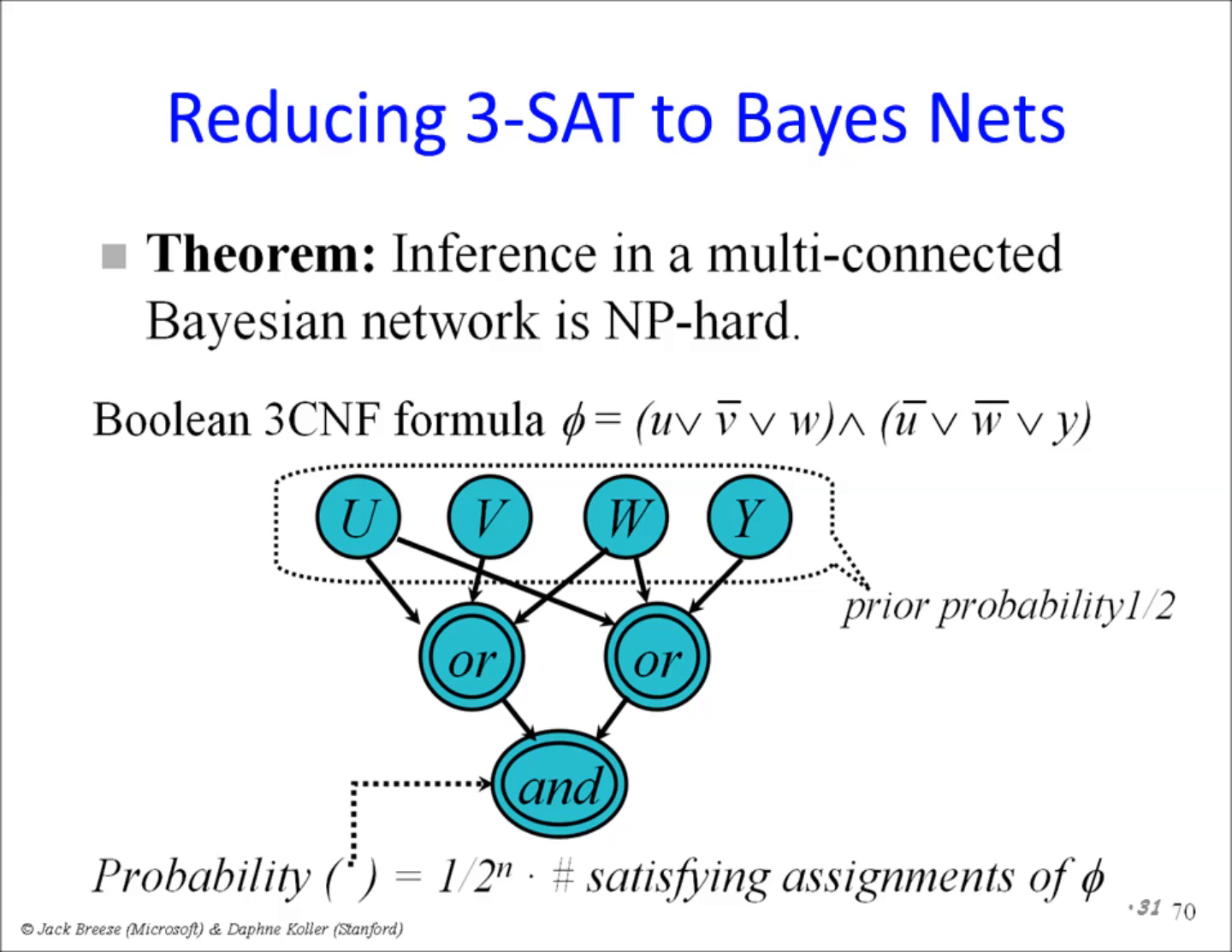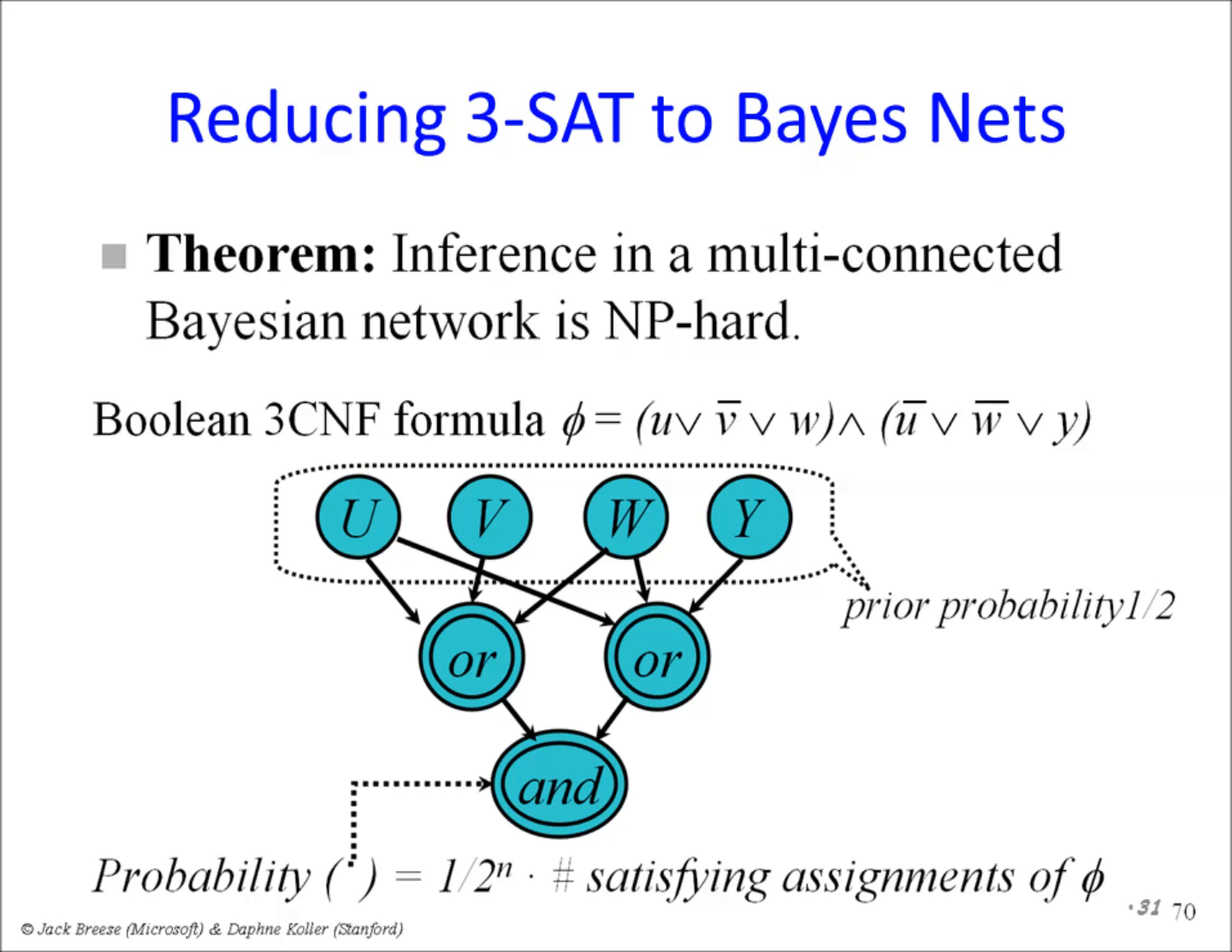Next, we create an intermediate node whose conditional probability table will represent OR. It will have probability 1 if u is true, v is false, or w is true, and probability 0 otherwise. It's a deterministic conditional probability table. Similarly, for this clause, it will have probability 1 if u is false, w is false, or y is true. Then finally, we will have a conditional probability table for the AND of all these clauses.